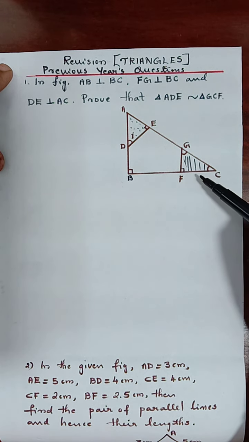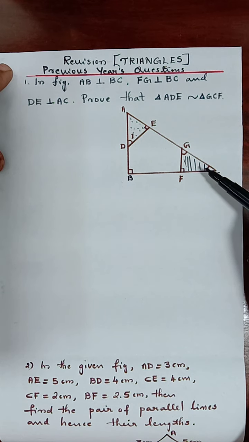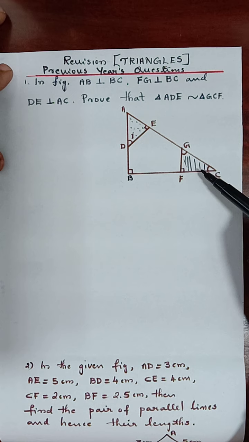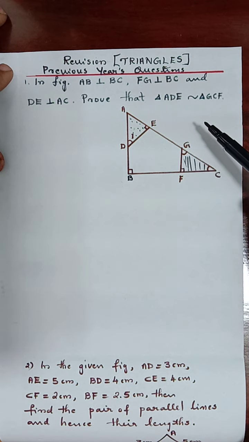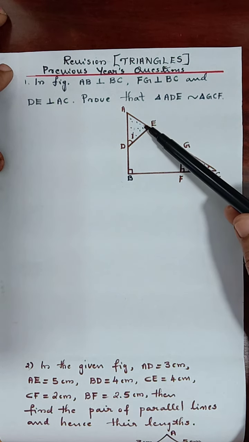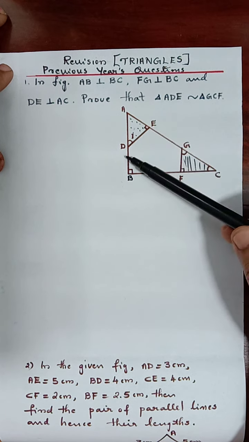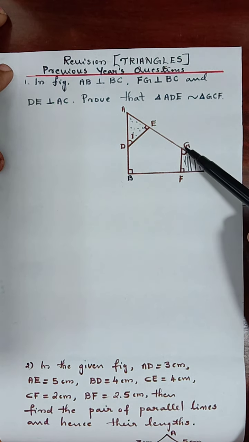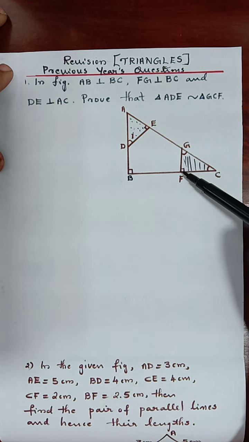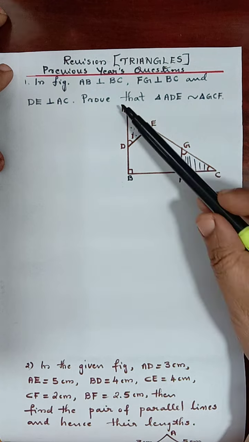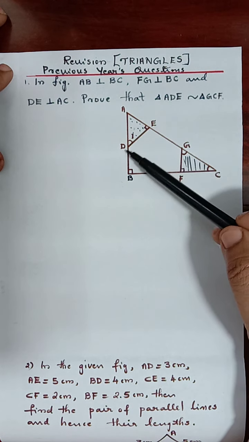There are different similarity criteria, and one among them is AA similarity. Already we have one angle pair: angle AED equal to angle GFC. One A pair we got. One more A pair we have to find out. That is in triangle AED.